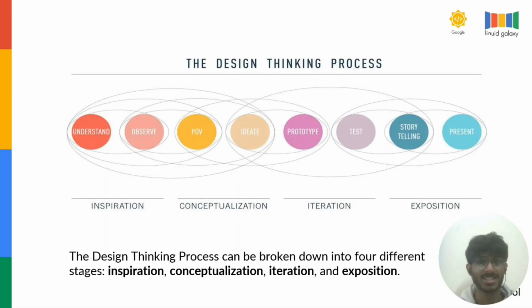So here comes the design thinking process. Design thinking is a structured, iterative approach to solving complex problems by focusing on user needs, unlike traditional problem solving, which is often linear. Design thinking encourages experimentation, creativity, and continuous learning. The design thinking process can be broken down into four different stages.